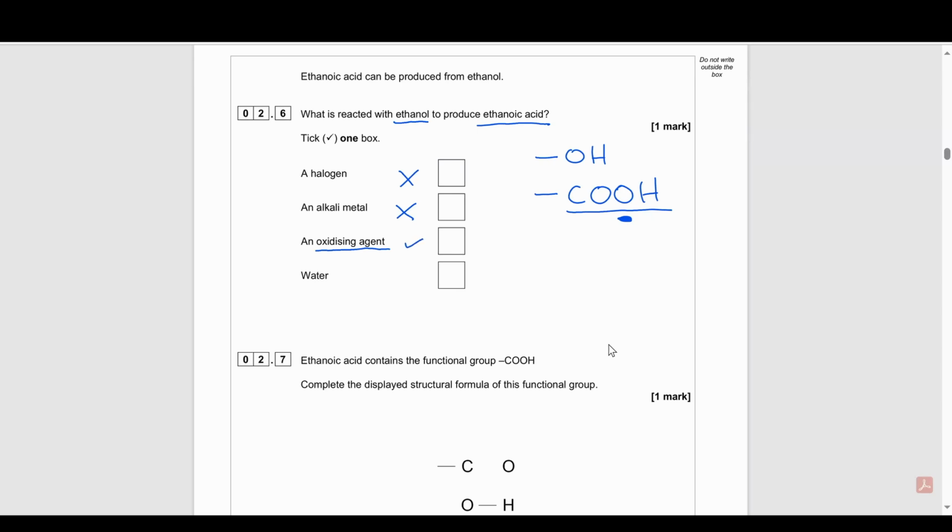And water, well, water is H2O, so it does have an oxygen atom, but water is usually used to split things. So in this case, it's not going to be the correct answer, so it is an oxidizing agent.